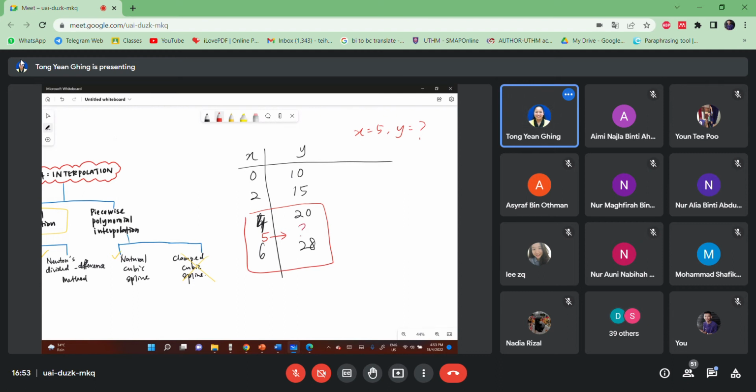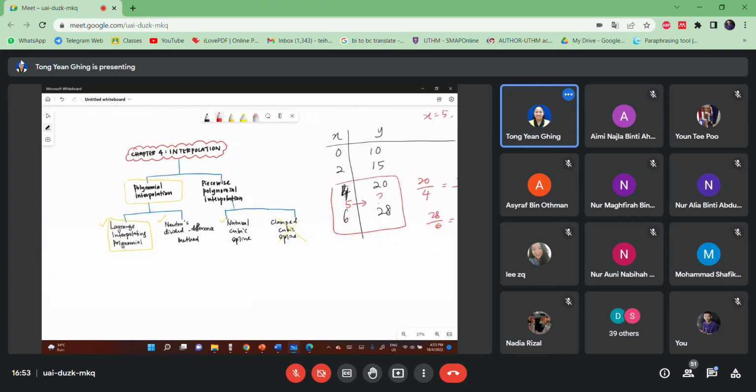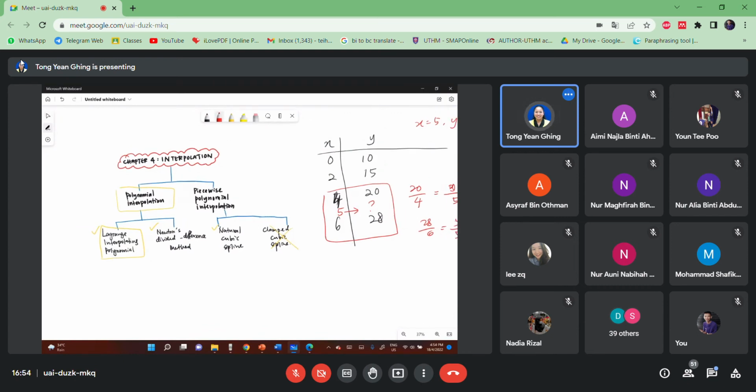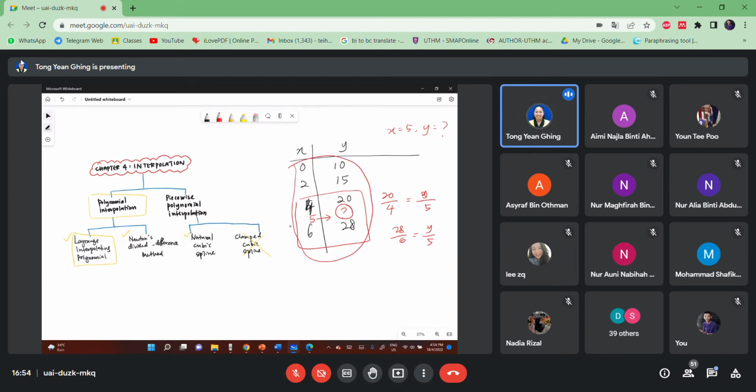So normally you do interpolation based on like this, right? Biasanya mungkin awak akan buat like 20 over 4 contoh equal to x over 5 or something like this, or maybe like 28 over 6 will be equal to this value, y equal to 5, something like this, right? So this is interpolation. But what is the interpolation in this numerical method is when we have a set of data and we want to find the graph passing through all the data points.